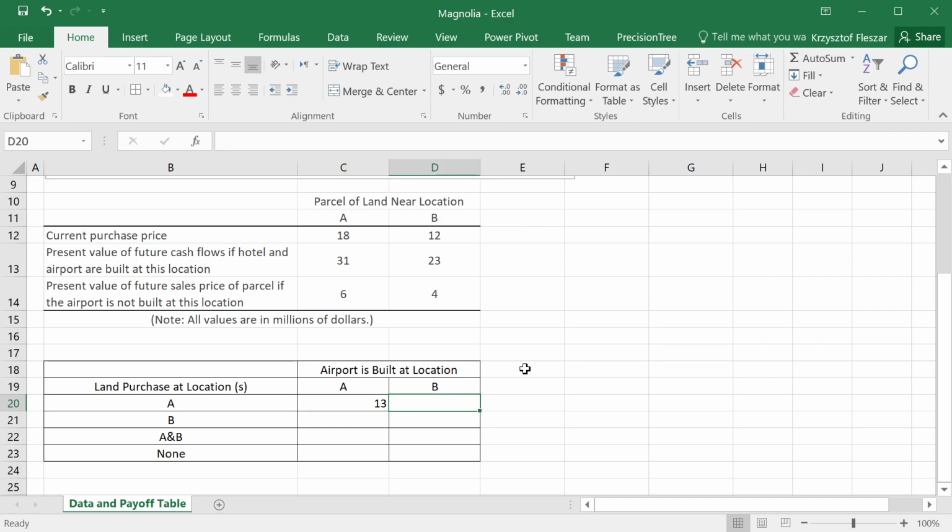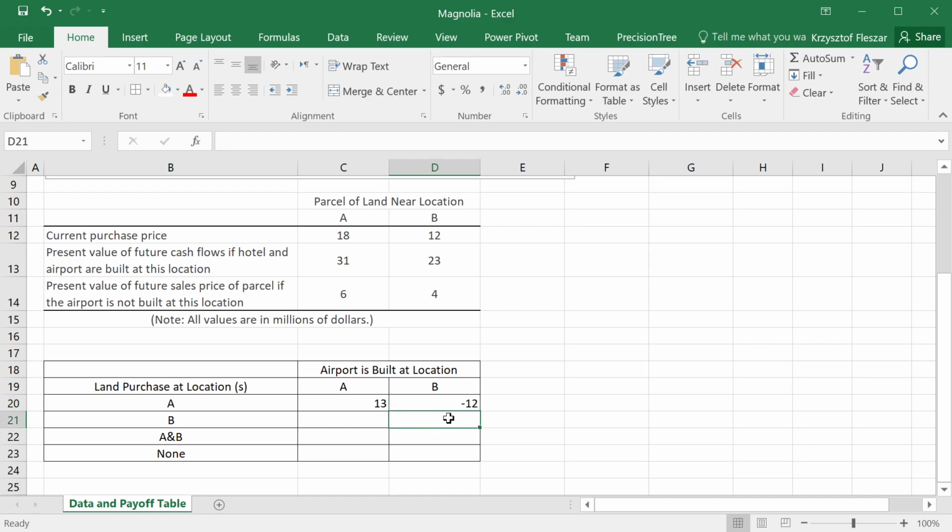However, if we buy at location A and the airport is actually built at location B, then we will get only 6 million. It's the wrong location. We bought A, but the airport is not at this location. We only get 6 million, and of course, we paid 18. So our payoff is negative 12, indicating a loss of $12 million.